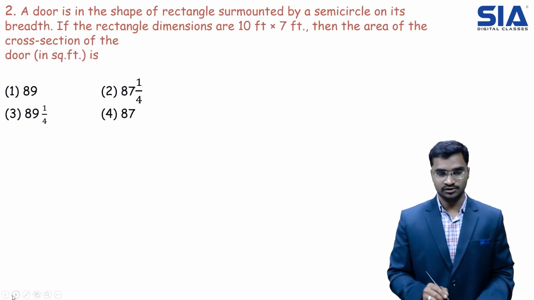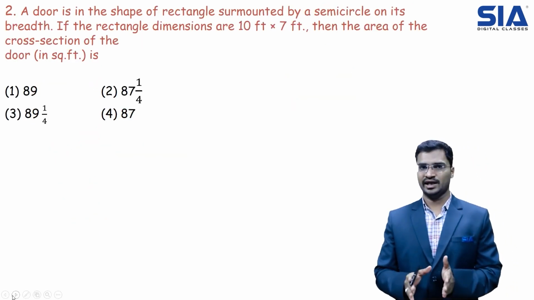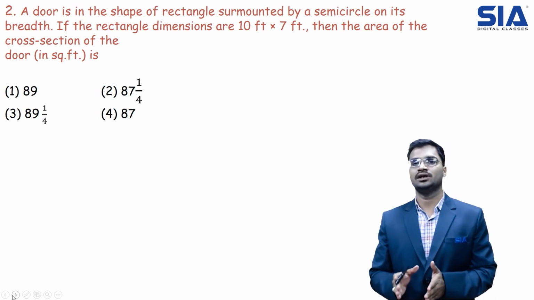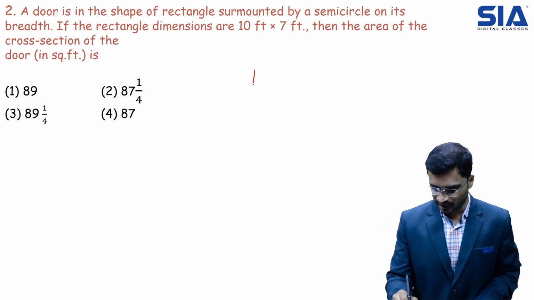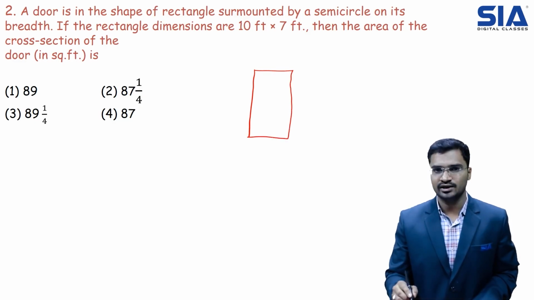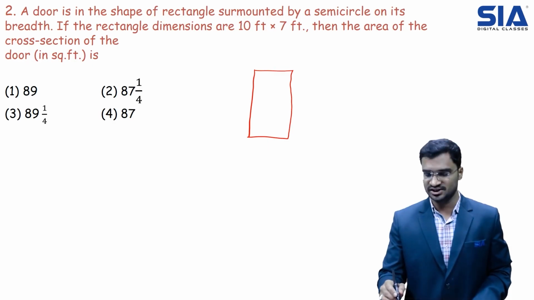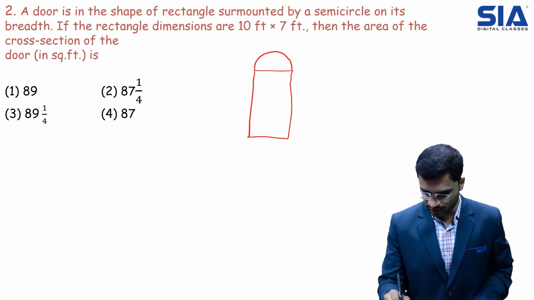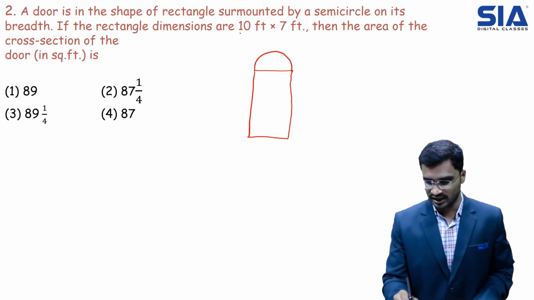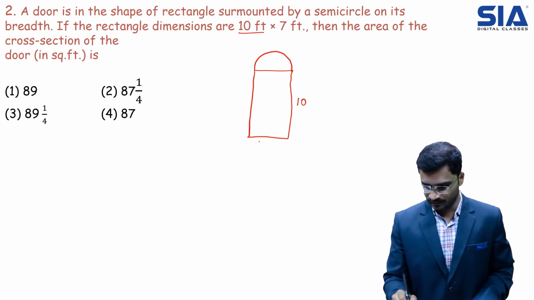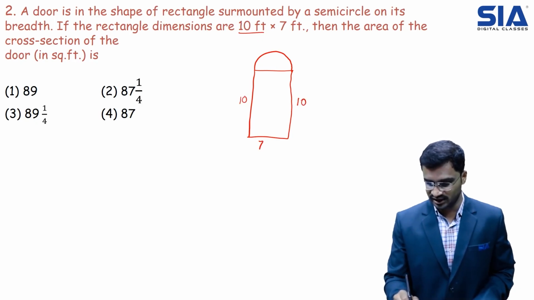Next, coming to the next question. A door is in the shape of a rectangle surmounted by a semicircle on its breadth. So a door is something like this. It is a rectangular shape and a semicircle is surmounted on its breadth. This is length and this is breadth. The length of this rectangle is 10 and the breadth is 7. So if it is 10, then it is also 10.